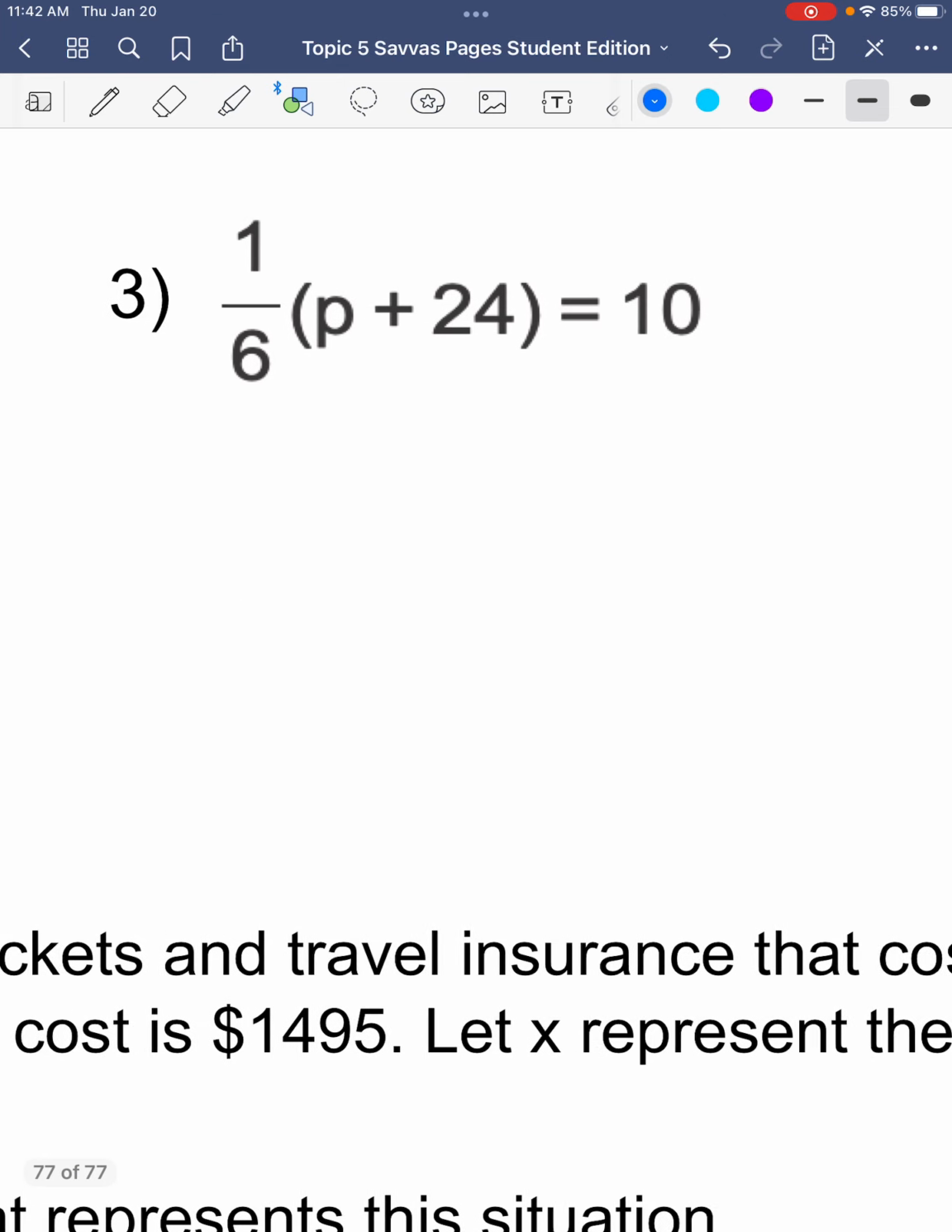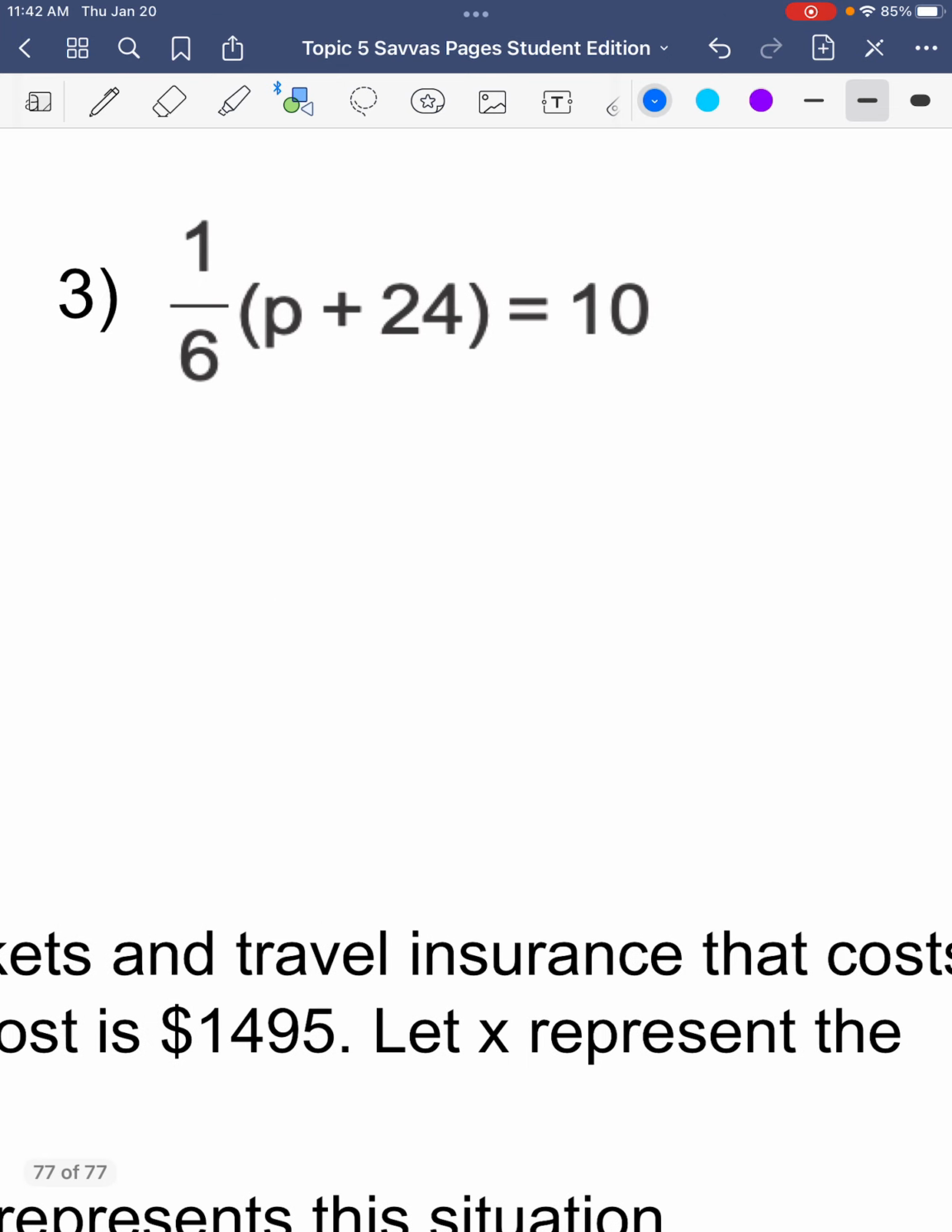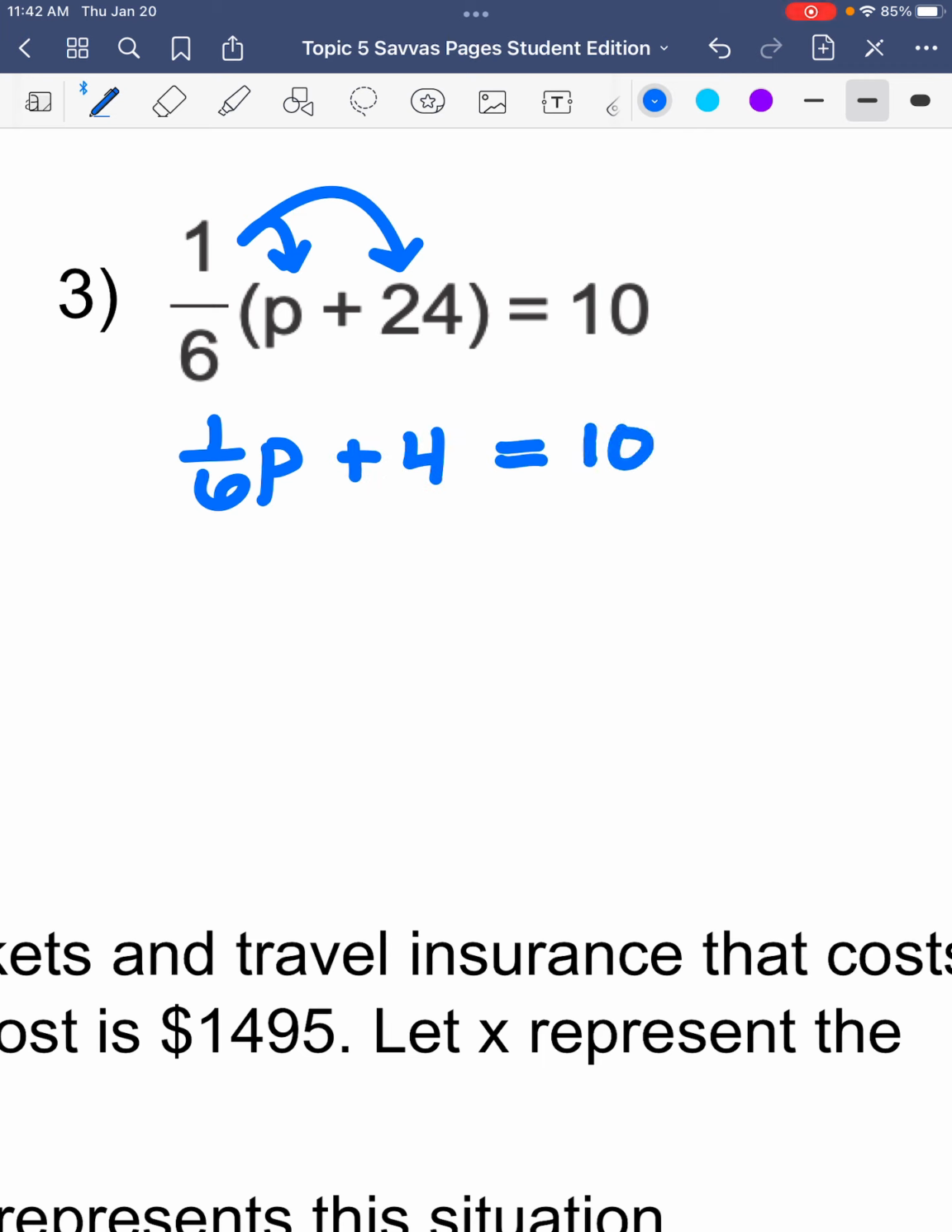Okay, moving on to number 3. We have 1/6 times (p plus 24) equals 10. So again, I've got to get rid of those parentheses, and I'm going to use the distributive property. So 1/6 times p is simply 1/6 p, and 1/6 times 24, I can think of that as actually 24 divided by 6. And 24 divided by 6 is 4. So plus 4 equals 10.